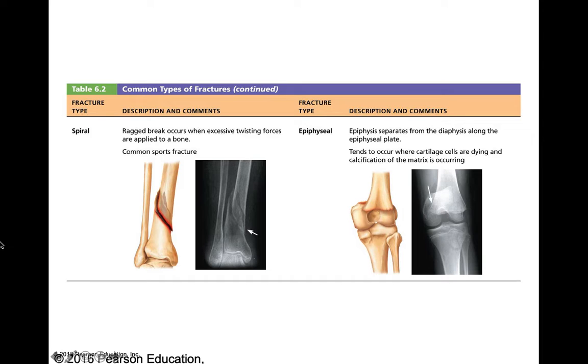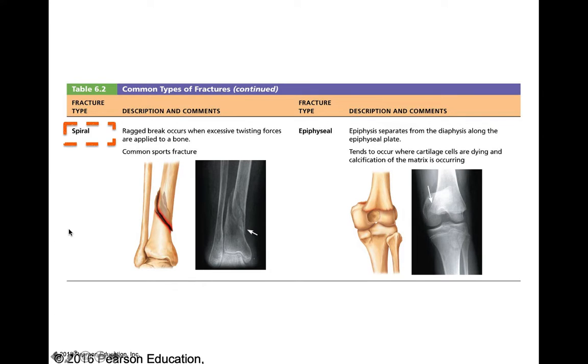A spiral is a ragged break that occurs when excess twisting forces are applied to a bone, common in sports fractures. Like that guy, that was more than likely a spiral. When those guys were arm wrestling, as you can see, that cracked. So usually the fracture happens and it runs up the actual skeletal tissue.